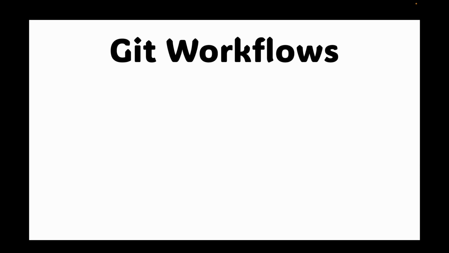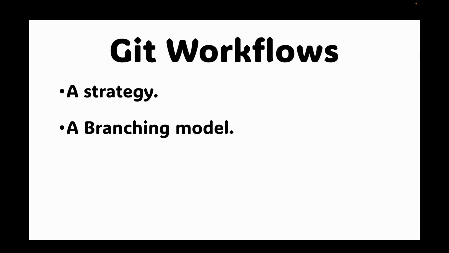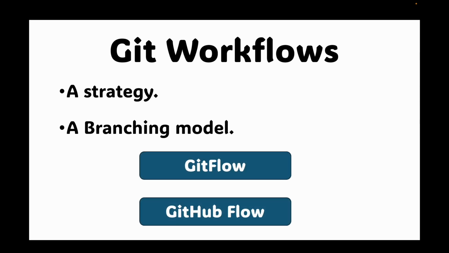Now, we have learned a lot about branches, but as a team, you can't just create branches randomly. You need a strategy, a branching model, to ensure your codebase remains organized and stable. In this session, we will explore two of the most popular Git workflows, Git Flow and GitHub Flow. There's no single best workflow. The right one for you depends entirely on your project's goals.